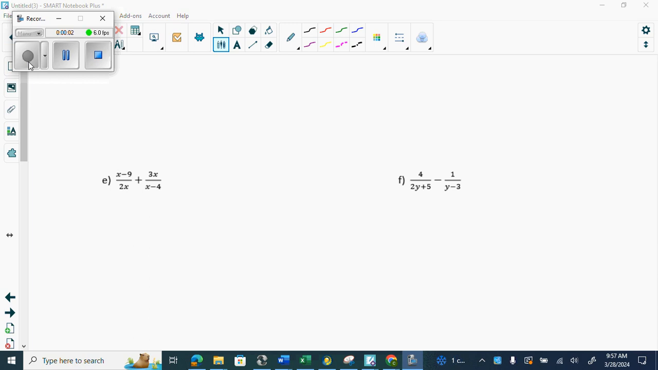2x in the one denominator and x minus 4 in the other. Do we see that? And it has a plus sign in between. When we have an addition sign, what do we first have to have? Common denominator, correct? So I'm going to look at my two denominators.